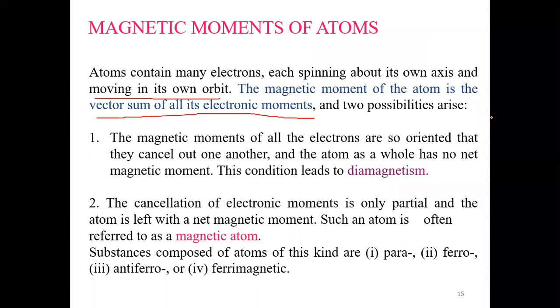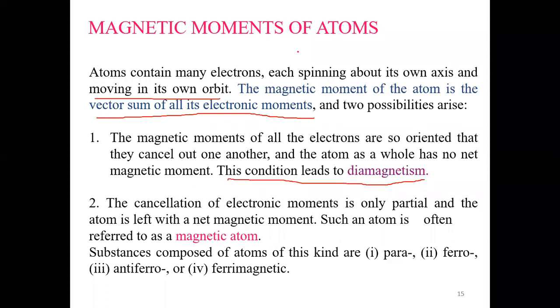The magnetic moment of the atom is the vector sum of all its electronic moments, and two possibilities arise. Electron has got up spin and also down spin, one moving clockwise, another moving anti-clockwise. So the magnetic moments of all the electrons are so oriented that they cancel out one another, and the atom as a whole has no net magnetic moment. So this condition leads to diamagnetism.